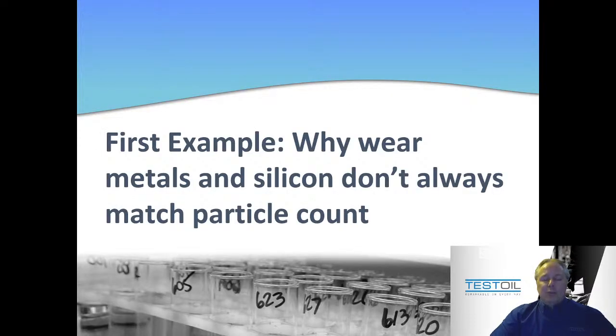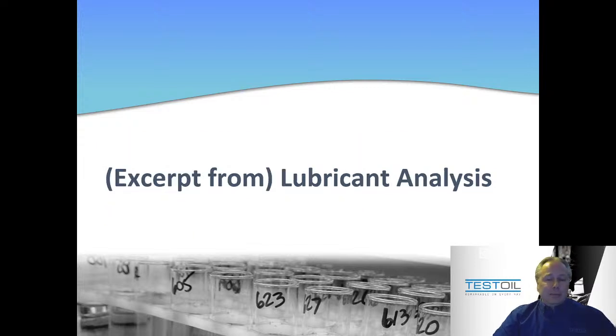Let me discuss why your wear metal results and maybe even your silicon levels in your elemental spectroscopy don't necessarily correlate with your particle count or vice versa. Now, as I said, I'll be pulling materials from our lubricant analysis section, and in this section, one of the things we go over is scope and significance of certain tests, and then we describe how the test is performed so you can see why it's able to come up with the result that it does.